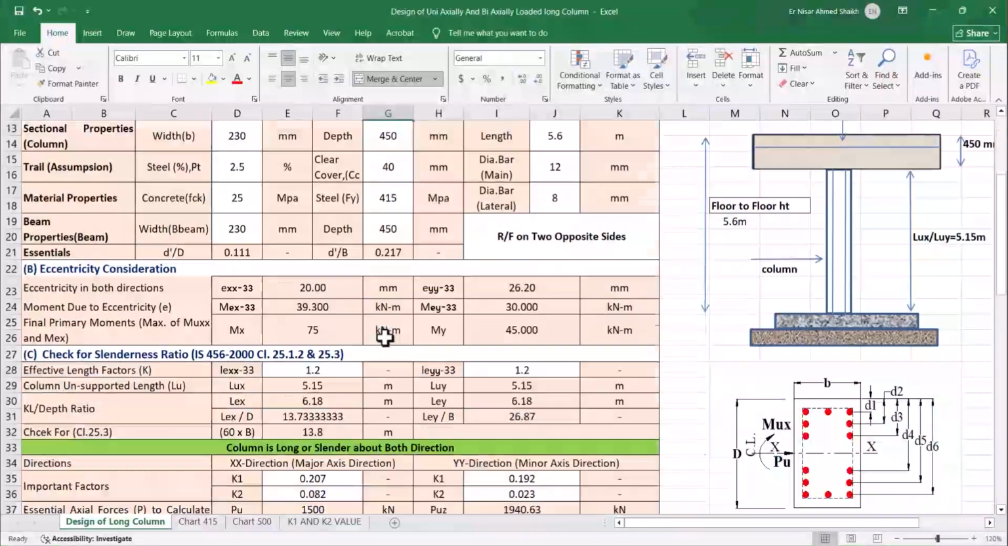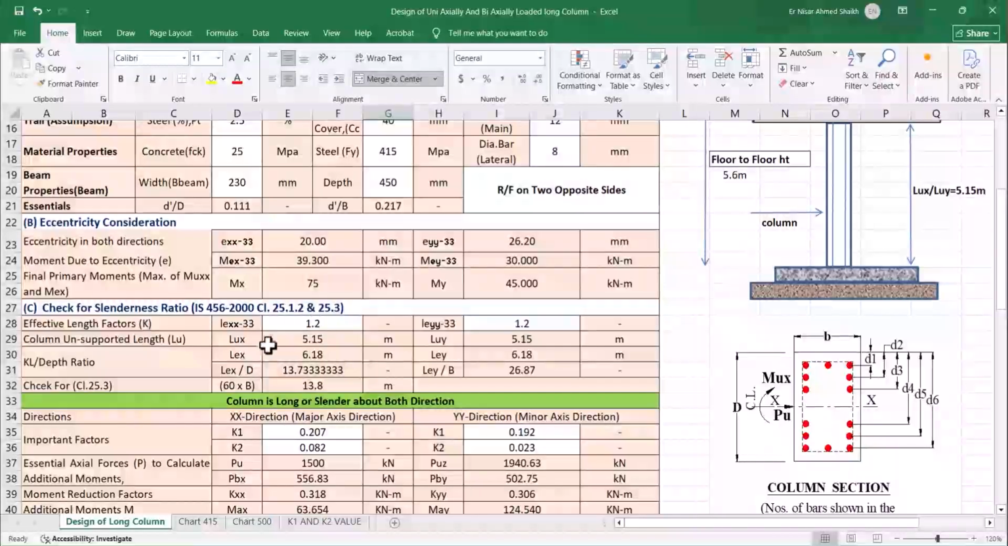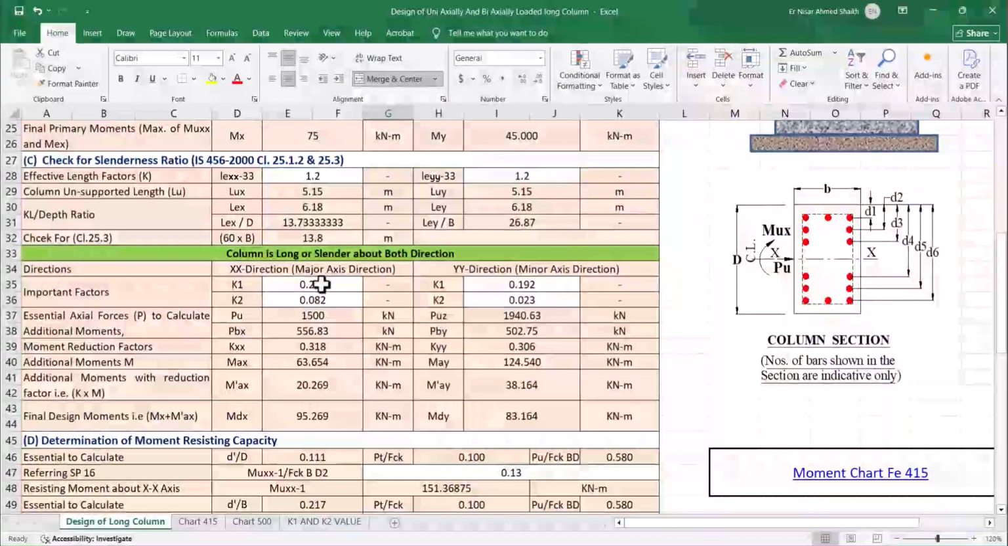5.6 meter length. Column is longer in both direction. We calculate the eccentricity, then we calculate the moment, then Mx, My, then we calculate the effective length factors, then effective length. After that we calculate the KL by depth ratio.